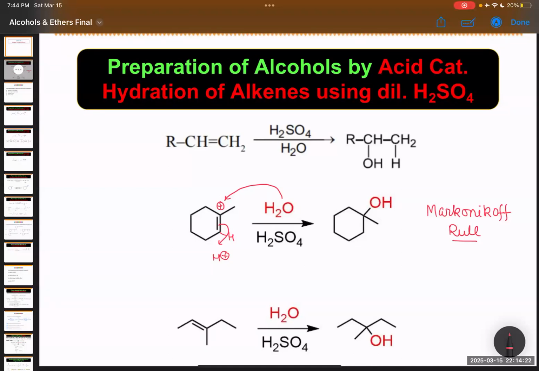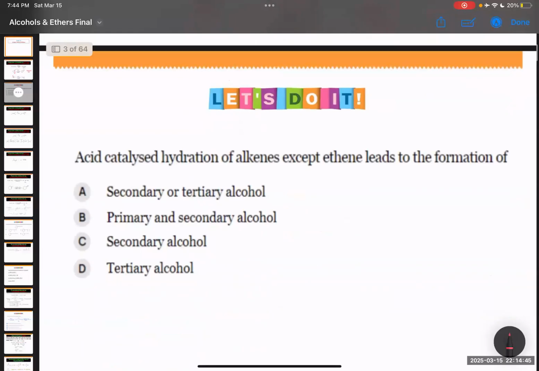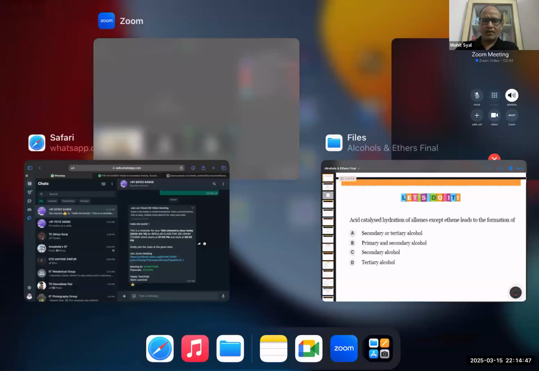Similarly, H plus will come and join in to the carbon atom which already has more H. So rich gets richer. Wherever you have more hydrogen, the hydrogen is going to come and join in at this position. You will have a cation here, and the OH will be connected at this position. Okay, so this is Markovnikov rule.